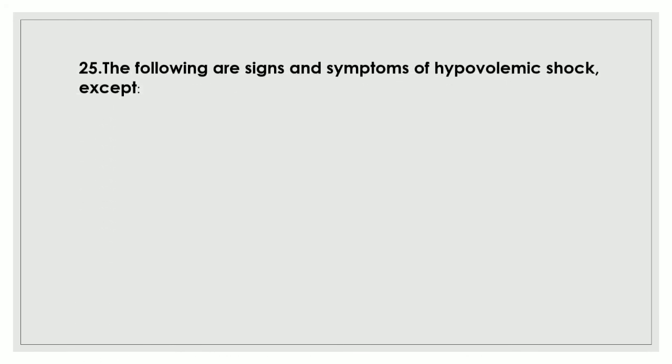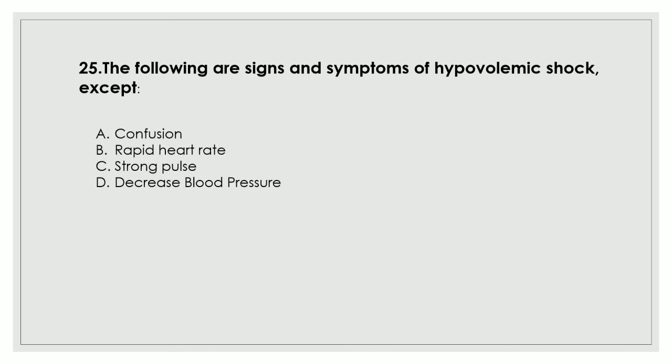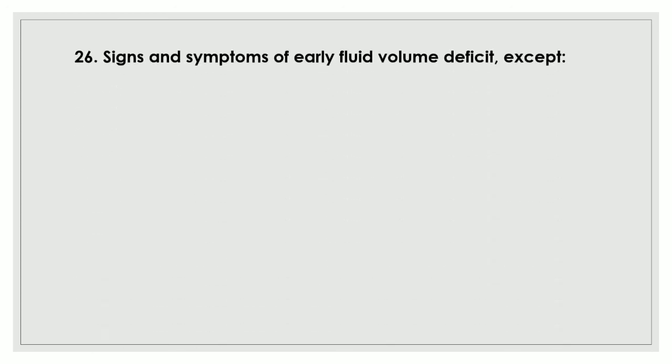Question number 25. The following are signs and symptoms of hypovolemic shock except: A. Confusion, B. Rapid heart rate, C. Strong pulse, D. Decreased blood pressure. Answer C. Strong pulse.